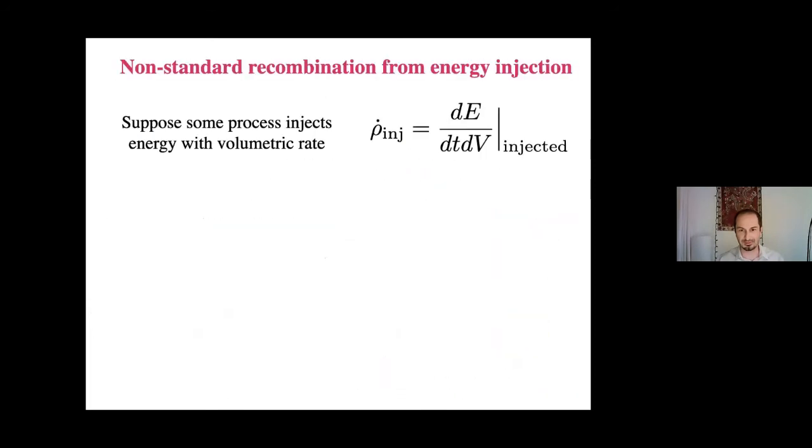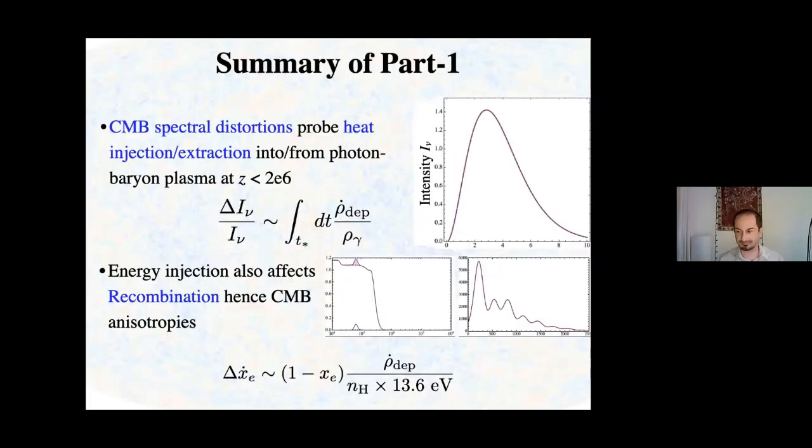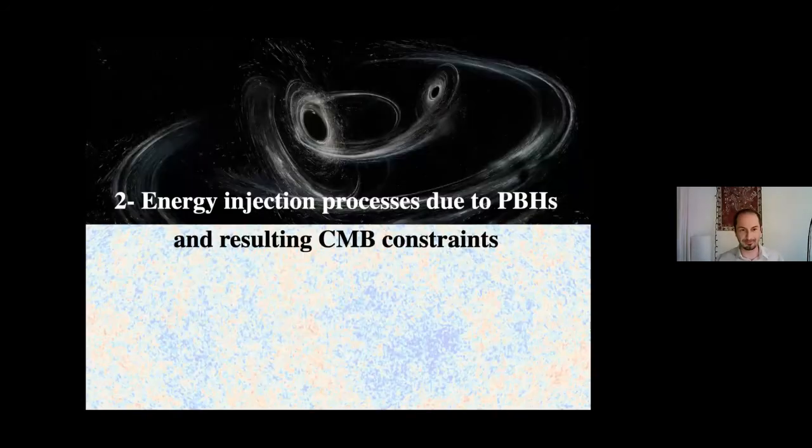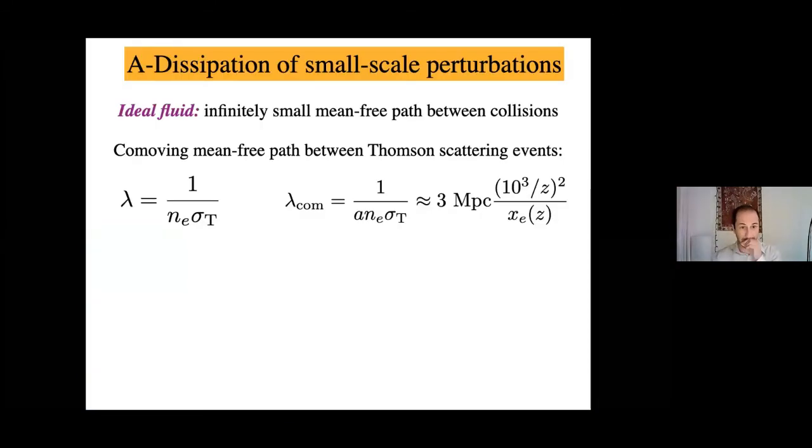Okay, so we were here. By the way, if I don't finish this today, I will of course continue tomorrow before going to gravitational waves. So, we're going to talk about three processes by which primordial black holes can either directly or indirectly inject energy. The first process is the dissipation of small-scale perturbations, also known as Silk damping. Let me talk about Silk damping in general, and then we'll see how it applies to primordial black holes.